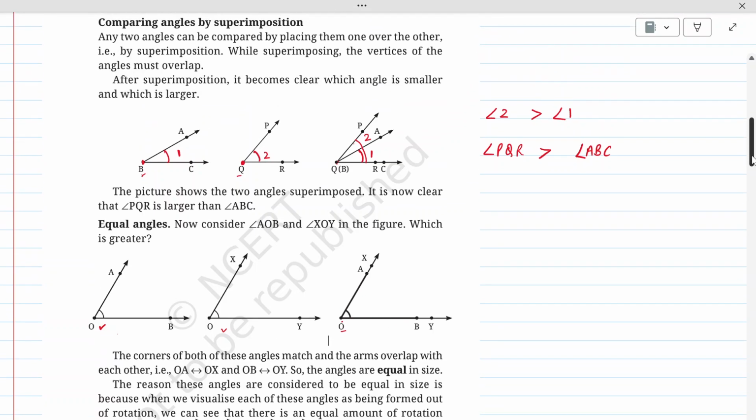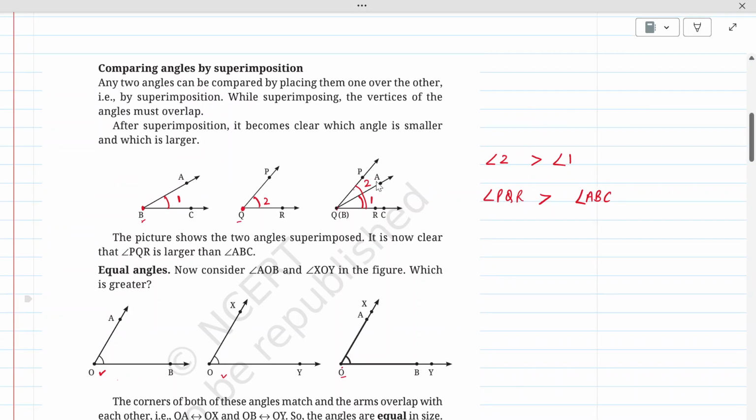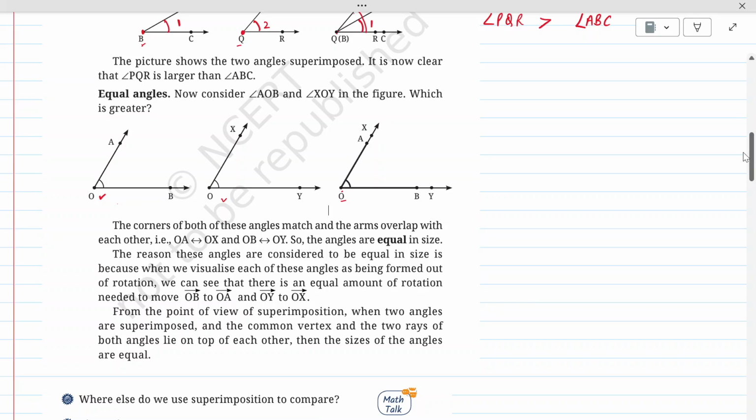Unlike in the above case, where the arms were different and the rotation was also different, here the arms are following the same line. The vertex is the same, the arms are also the same, that means the angle is also the same. So angle AOB is equal to angle XOY here. And this we have obtained by superimposition.